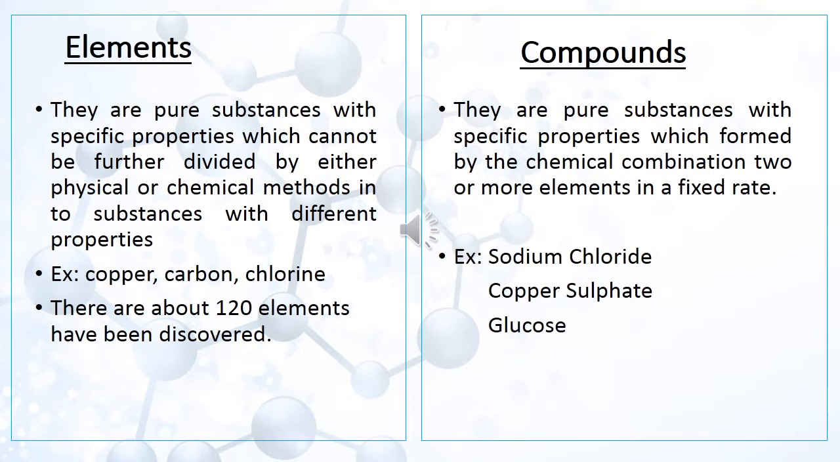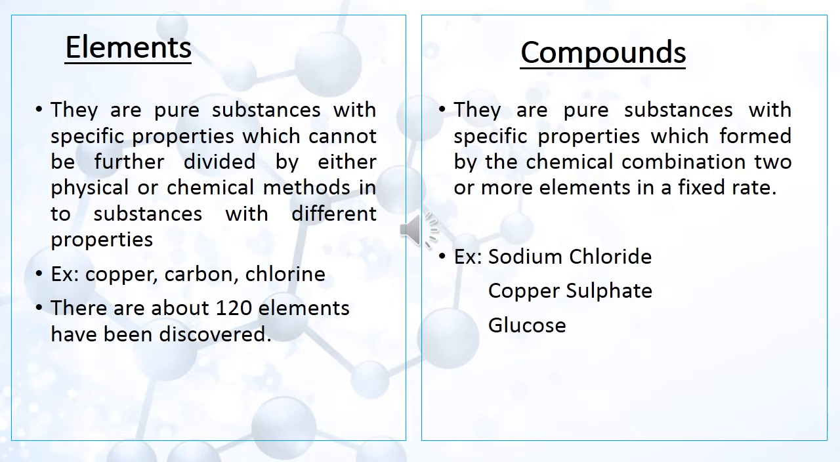What are elements? They are pure substances with specific properties which cannot be further divided by either physical or chemical methods into substances with different properties. Example: copper, carbon, chlorine. These we can't divide further by physical or chemical method. About 120 elements have been discovered at the moment.